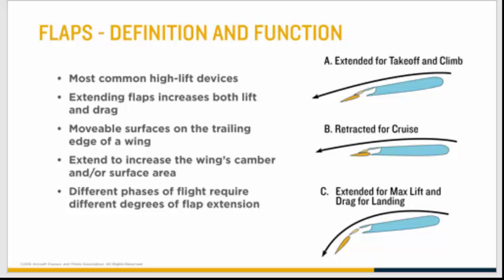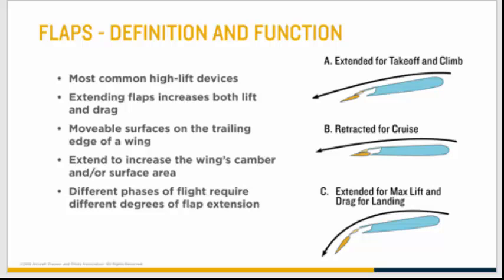So we can look at these illustrations here. A, that's during takeoff and initial climb. Flaps may be extended typically 10 to 15 degrees to generate more lift and increase the climb gradient. B is cruise, so you can see that it's more streamlined. And then C is your final approach.